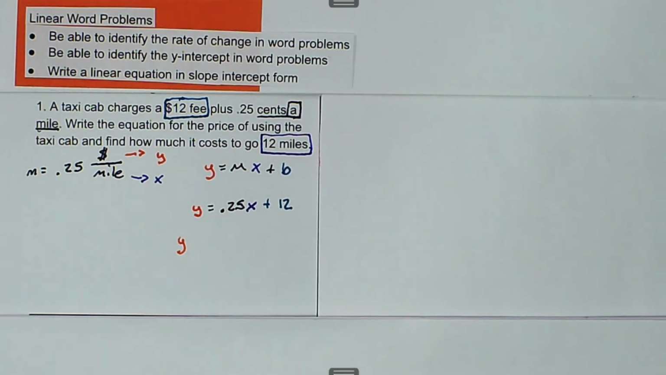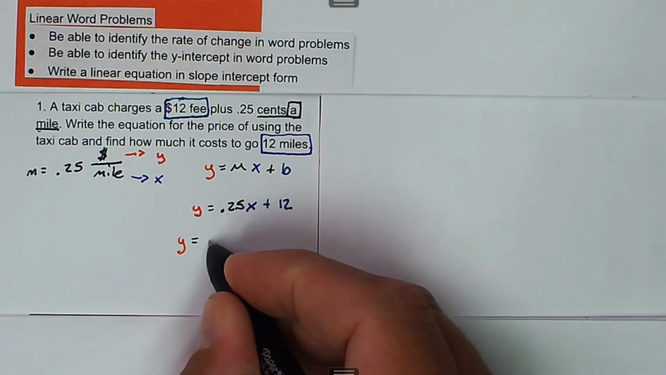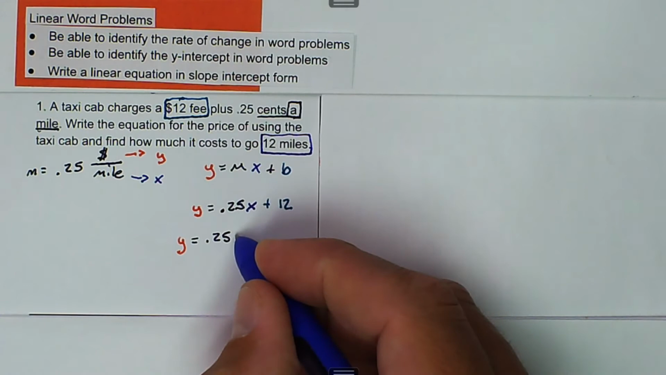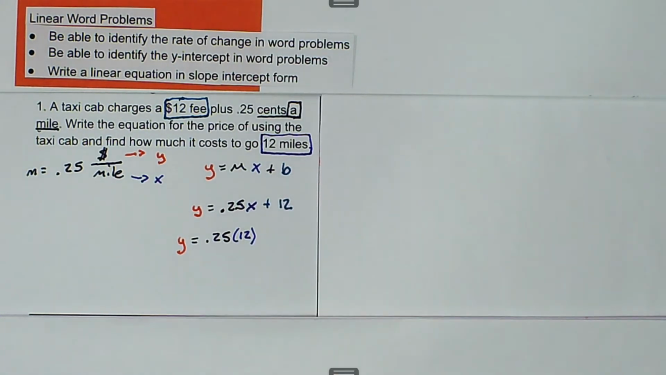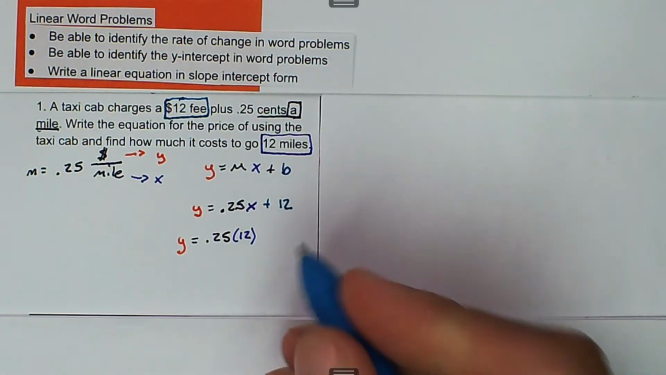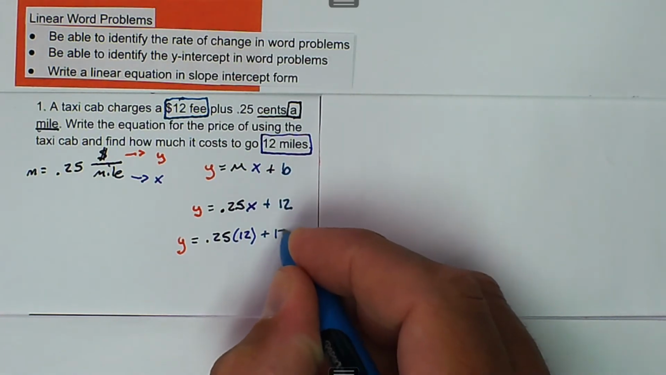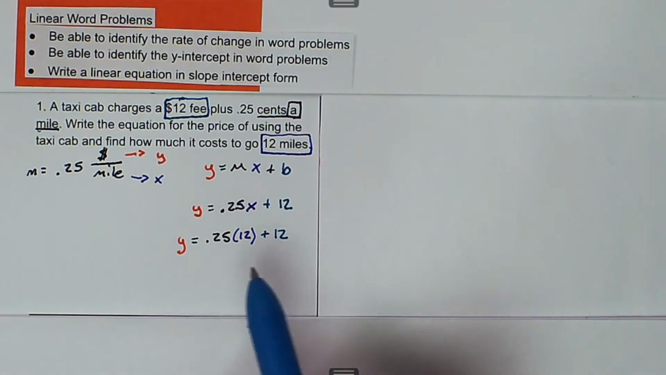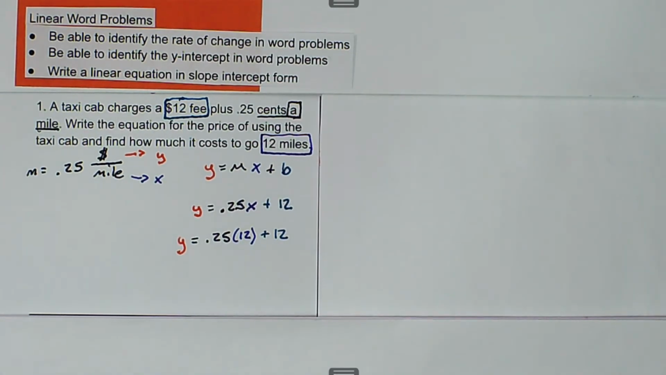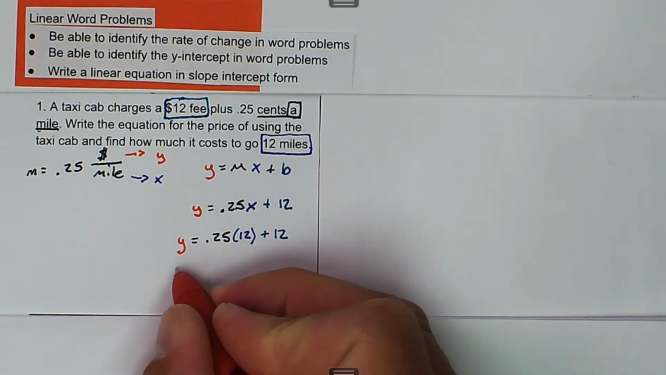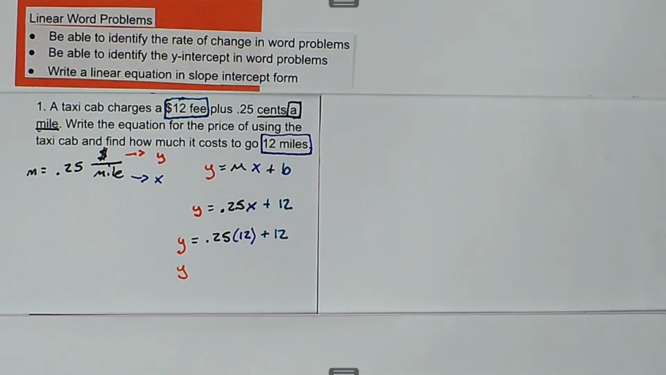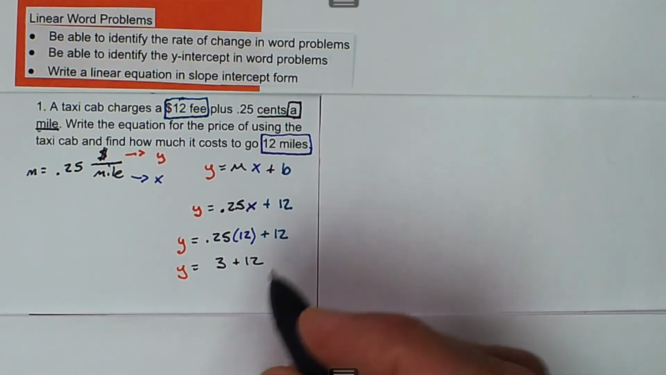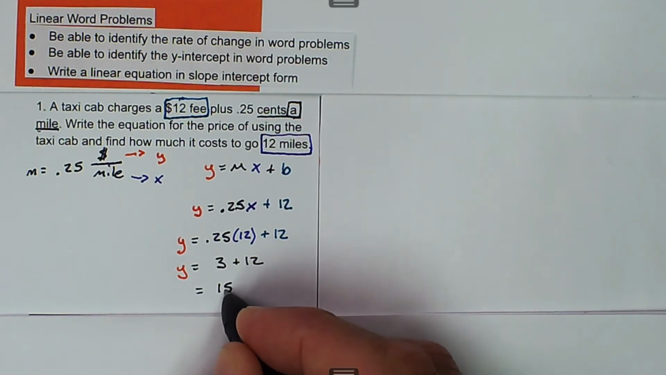So we have y equals 0.25. And then our x variable in this case is going to be 12. And then our starting fee is also 12. So we go ahead and do that math. 12 times 0.25, that's going to give us 3. So that's equal to 3 plus 12. So that is equal to $15.